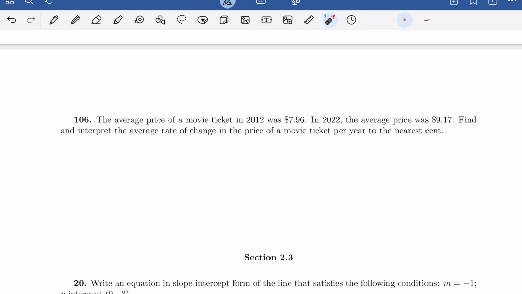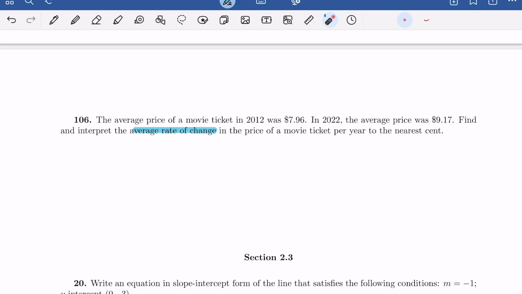All right, so for this last question in section 2.2, we're looking at average rate of change, or in other words, the slope. So for this question here, we're told that the average price of a movie ticket in 2012 was $7.96. In 2022, the average price was $9.17. Find and interpret the average rate of change in the price of a movie ticket per year to the nearest cent. Okay, so we know we're looking at the average rate of change, or the slope.